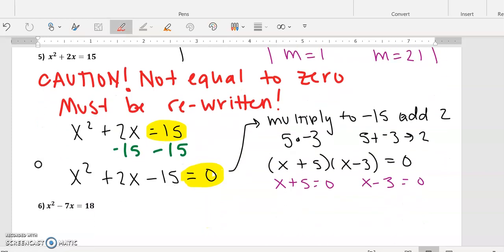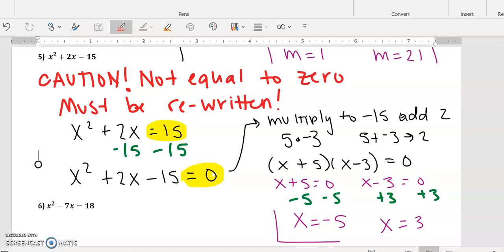So in order to get x alone, I have x plus 5 equals 0. I want to cancel the 5 out. The opposite of adding 5 is subtracting 5. So I have x equals -5. Over here, I want to cancel a -3. The opposite of subtracting is adding. That's how you cancel out, getting x alone, and x is 3. So the solutions to number 5 are -5 and +3.